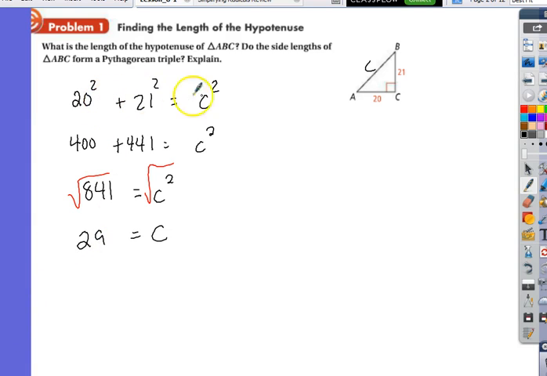So what did I do? I just took this formula, plugged, chugged, and solved. 29 is an integer, so I would then say 20, 21, and 29 are a Pythagorean triple. We call it a Pyth trip. Do you write it from the shortest to the largest? It doesn't matter what order you put the legs in. The hypotenuse always will be the biggest number. Oh, and when I write the triple, do I write it in ascending order? Usually I do, yes.